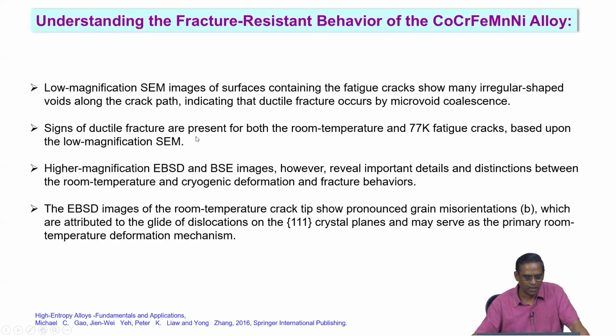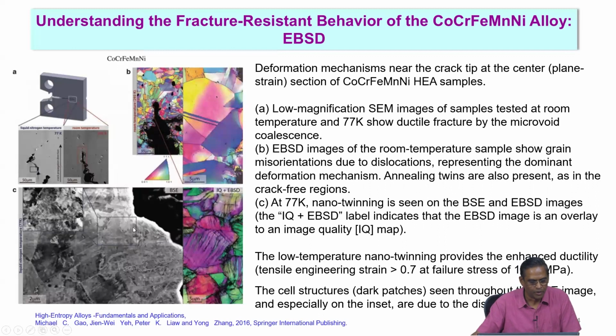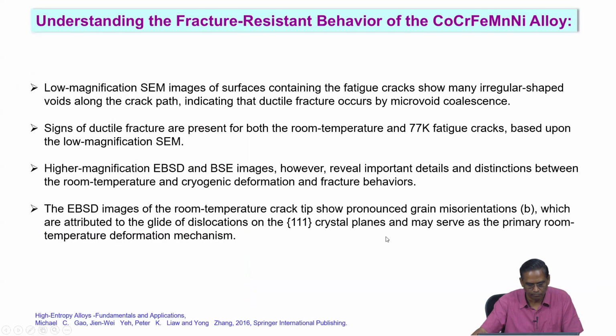Signs of ductile fracture are present in both room temperature as well as 77 Kelvin fatigue cracks, based upon the low magnification SEM. High magnification EBSD and BSE images, however, reveal the important details and distinction between the room temperature and cryogenic deformation fracture behavior. So, at least you should be able to appreciate what is room temperature deformation here, and this is cryo. You see a significant difference in the deformation behavior. Yeah, high density of nanotwins.